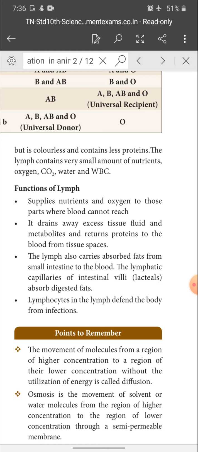Children, I hope you understood this lesson. I have completed 3 lessons for you: plant physiology and organization of organisms, transportation in plants, and circulation in animals. These are the 3 lessons which form the portion for the quarterly examination.